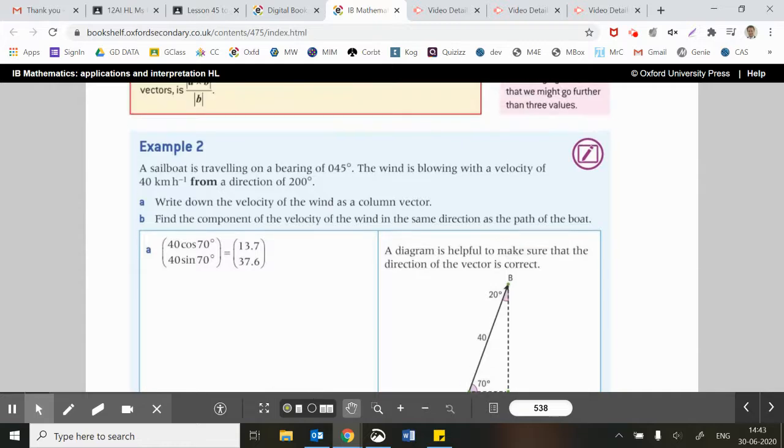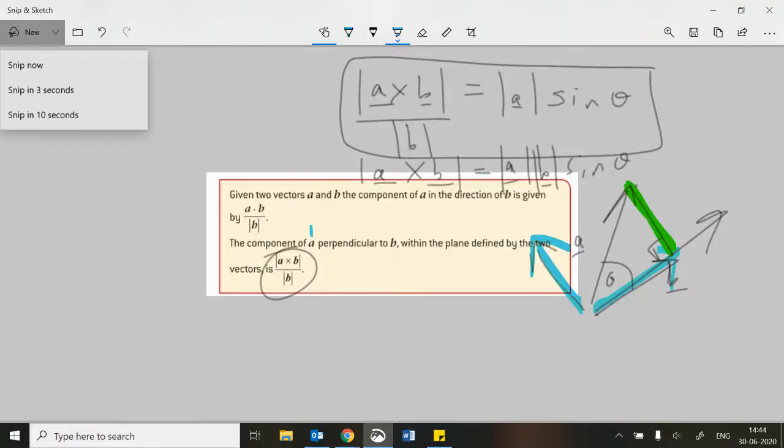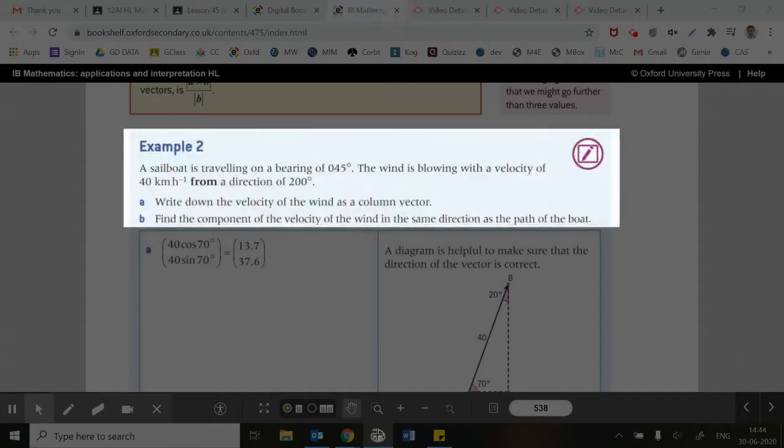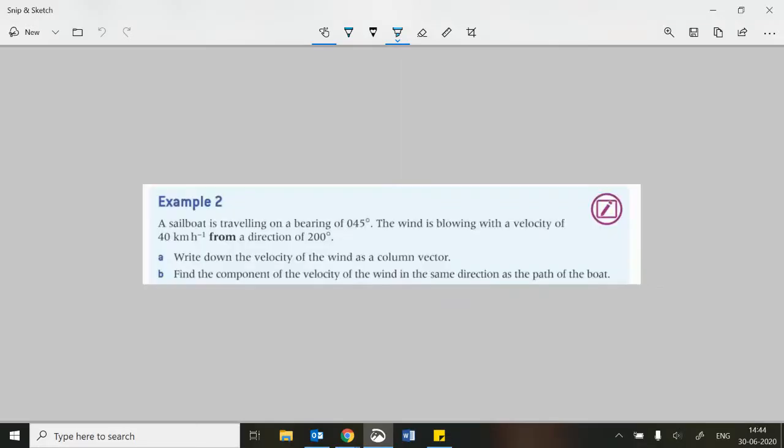So example 2. It says a sailboat is traveling on a bearing of 45 degrees. So remember bearings. Oh, we've gone blue there. So 45 degrees from north. He's talking about the boat going up in this direction here. So that's a bearing of 045 degrees. That's 45 degrees after north. So that means that this angle here is going to be 45 degrees.